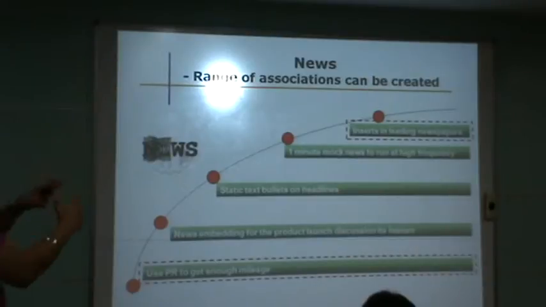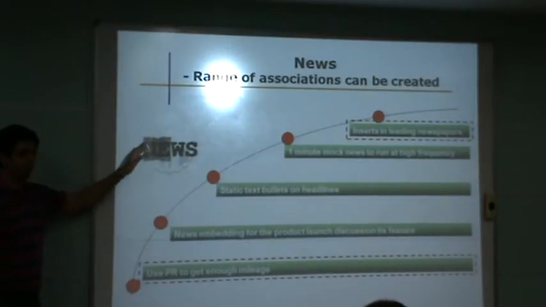Then I can brand that static text. And then there is news embedding which happens. Then there is use of PR to get mileage. So these are things which are again rotating on the same journal. I've decided I'm going to take this journal up, and these are the things I'm going to probably do differently.